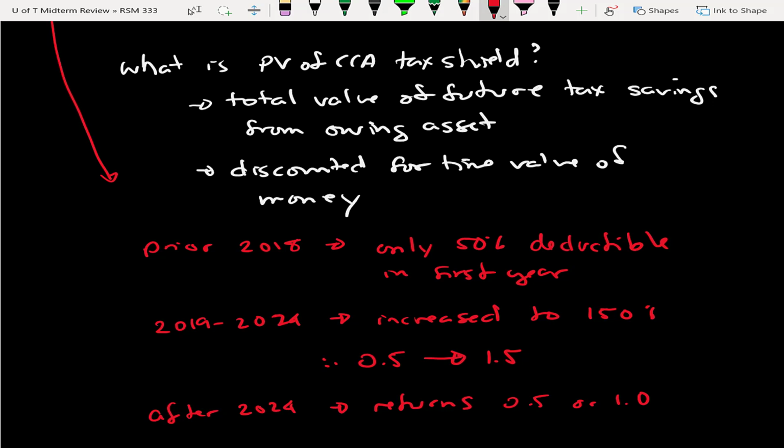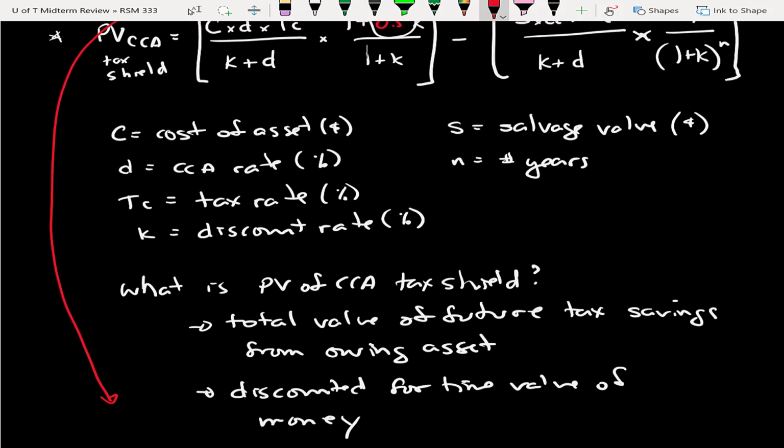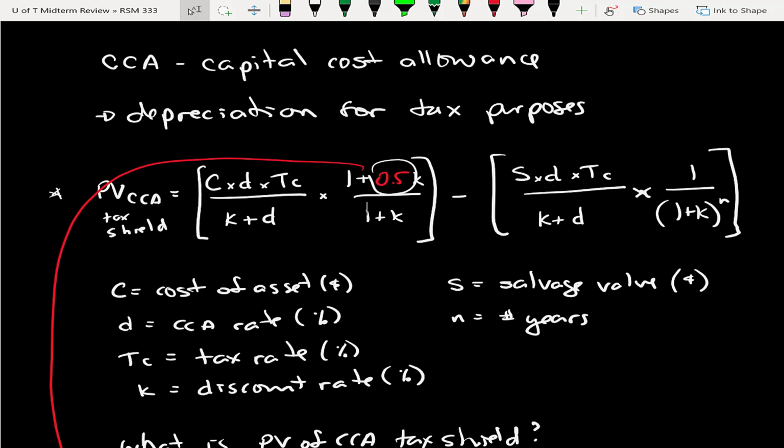The reason I'm mentioning this is because if you look at an older version of the textbook, they may use 0.5. And if you look at a more recent version, they'll use 1.5. And it can get confusing. So the formula here is the same. You just change that number based on the first year depreciation rate, and that'll be given to you in the question.